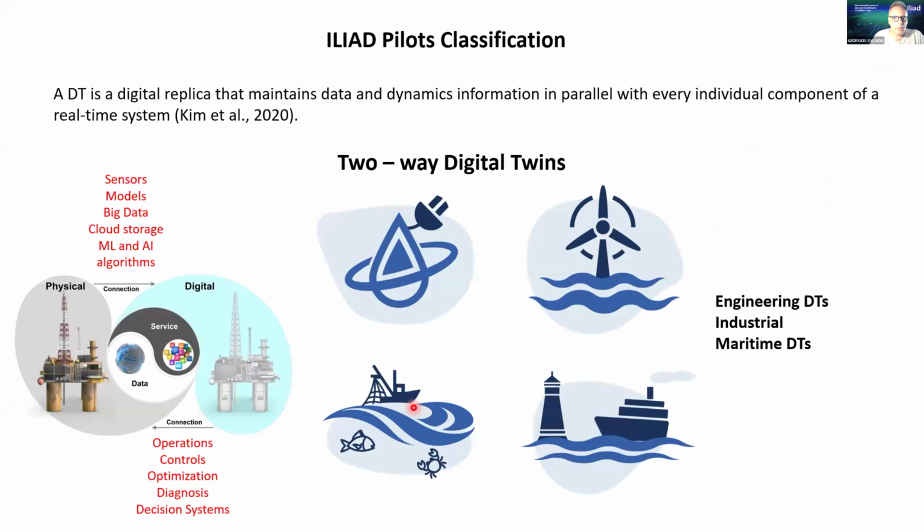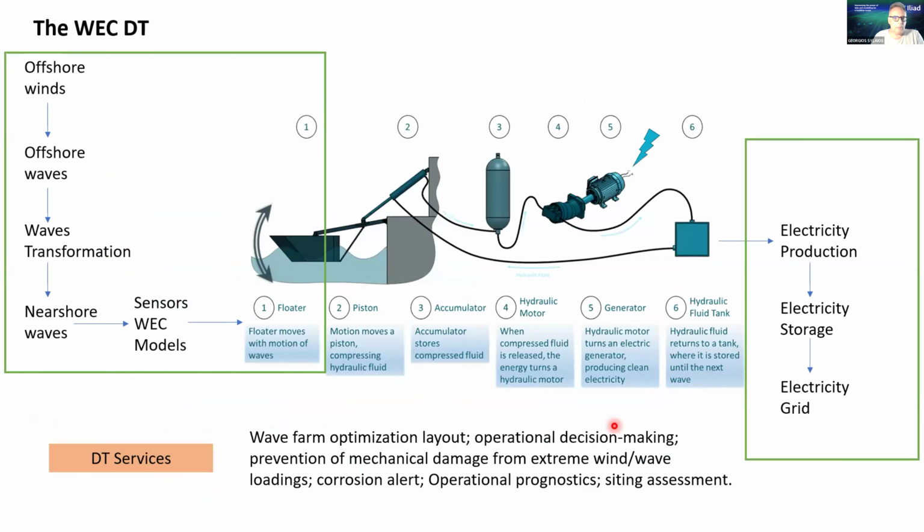And then we have the two-way digital twins, which are complete digital twins, engineering, industrial, maritime digital twins, where we make the full loop. We move from physical to digital space, and then we go back. Like, for example, anything related to marine renewables or to fisheries or to ports, safety, etc. And a good example is this one, where we have a wave energy converter, which utilizes the energy from the waves.